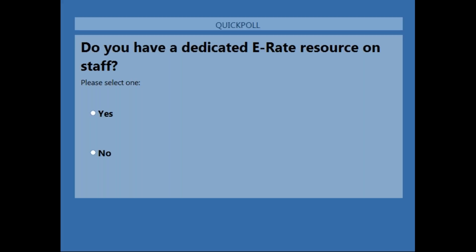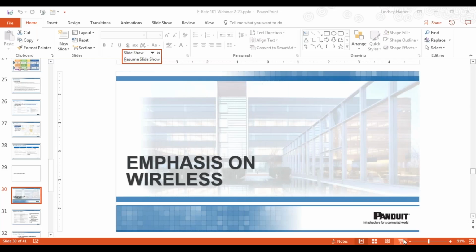So really, with this question, we just want to know if you have a dedicated E-rate resource on staff. This is just to give us an idea as to how much value people are putting on this program. It can help you do really well with E-rate if you do have that dedicated resource, but it could be a full-time job for somebody. So just want to get a feel for that. All right, thank you.